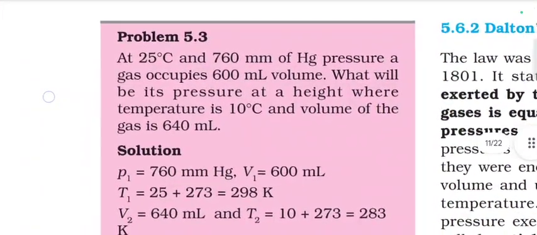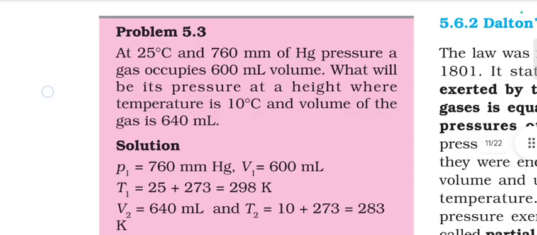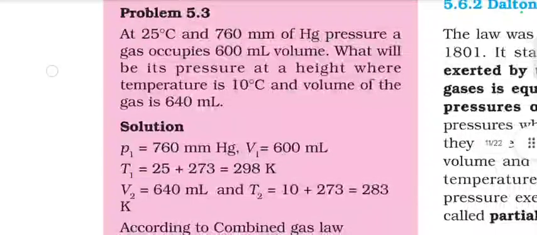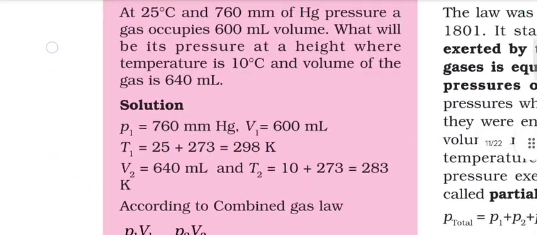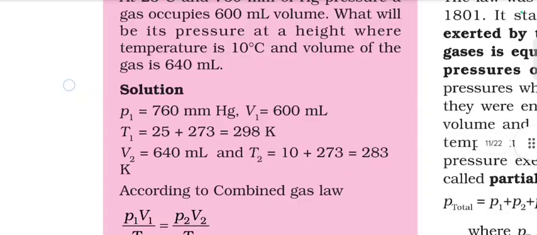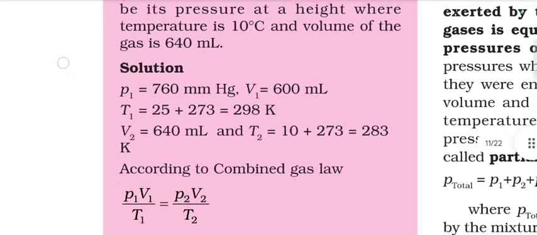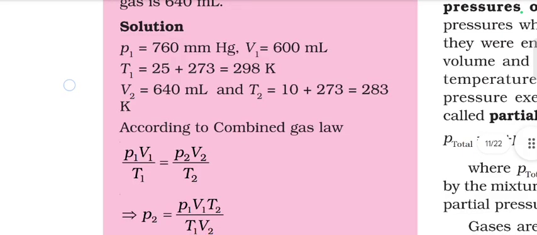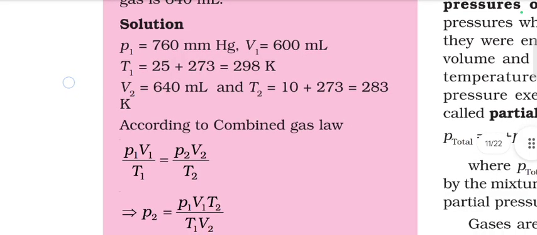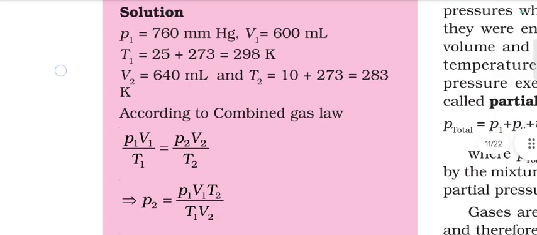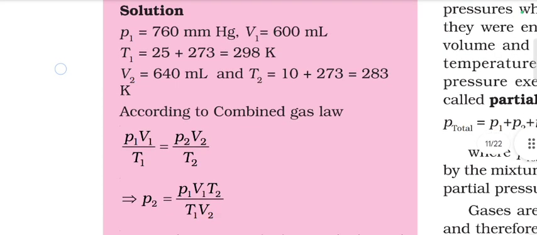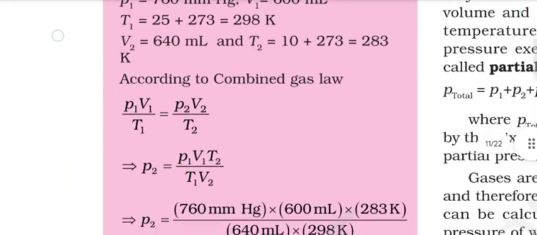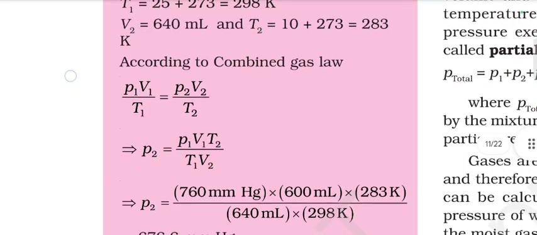Problem 5.3. At 25 degrees Celsius and 760 millimeter of Hg pressure, a gas occupies 600 ml volume. What will be its pressure at a height where the temperature is 10 degrees Celsius and the volume of the gas is 640 milliliter? Solution. P1 = 760 mm Hg, V1 = 600 ml, T1 = 25 + 273 = 298 Kelvin. V2 = 640 ml and T2 = 10 + 273 = 283 Kelvin.